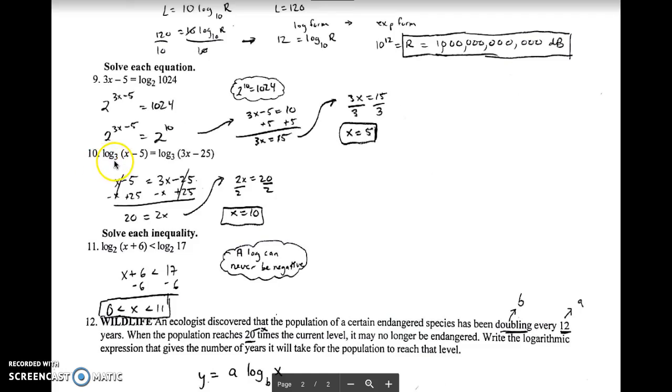Question 10, we have log base 3 of x minus 5 equals log base 3 of 3x minus 25. When we worked on these kind of problems in class, we saw that anytime there was a log on each side with the same base, you could just drop the word log. So it's just x minus 5 equals 3x minus 25, and then it's algebra 1 skills from there. And you're going to get x equals 10.